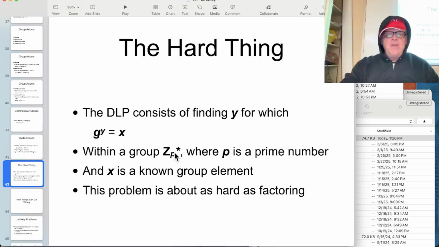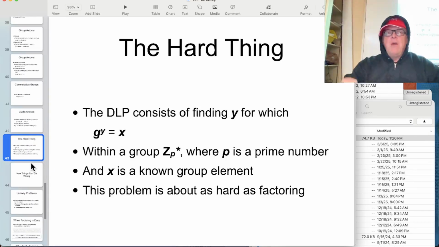So within a group Z_p star, where p is a prime number and x is a known group element, this problem is about as hard as factoring a composite number into its primes. That Z sub p star is the modulus, right? This is the group of integers from 1 to p minus 1, where p is a prime.